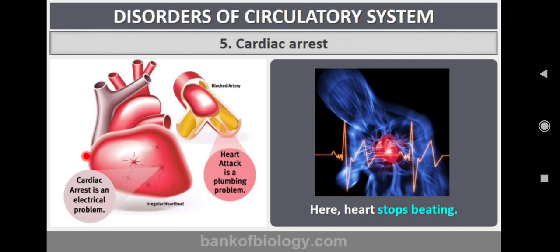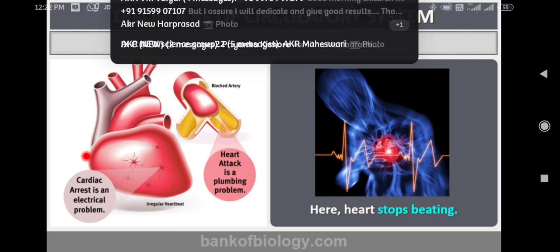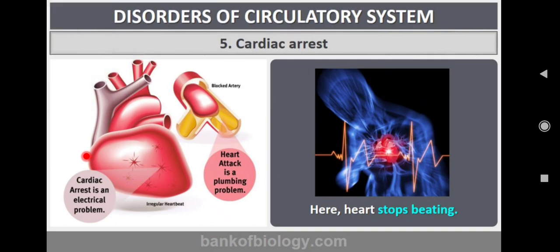Cardiac arrest. Cardiac arrest is an electrical problem. Heart attack is a plumbing problem. Heart attack is due to deposition of certain fats, calcium and so on. Cardiac arrest is an electrical problem, since the sino-atrial node is not working properly during systole or diastole. The starting problem of the heart is known as cardiac arrest. And heart attack is a plumbing problem, plumbing in the sense of blockage in the arteries.